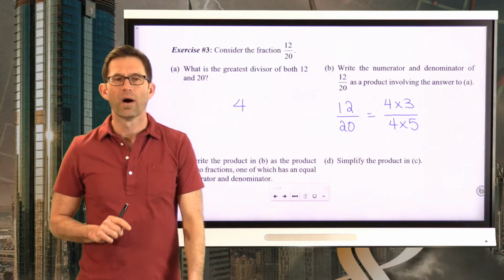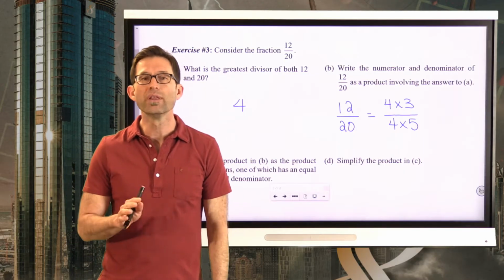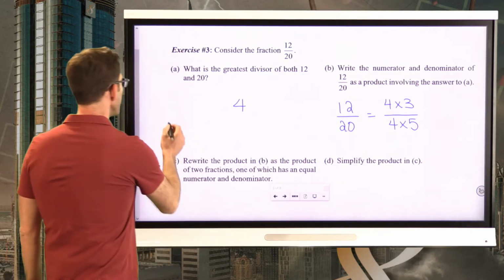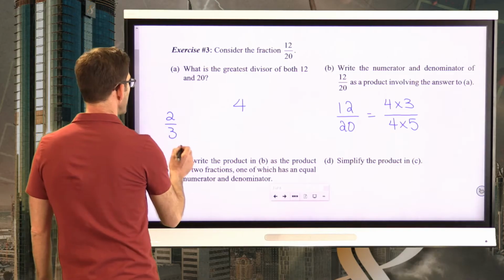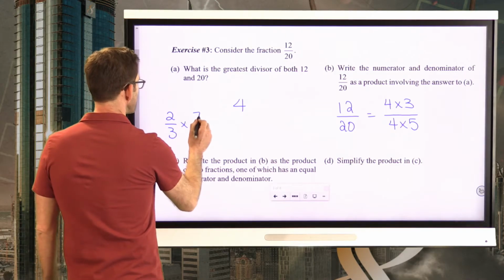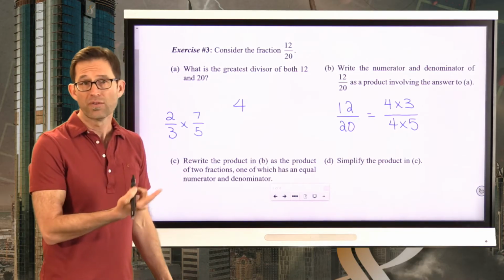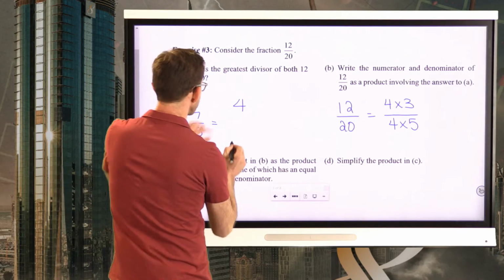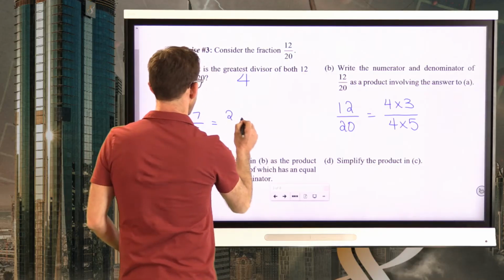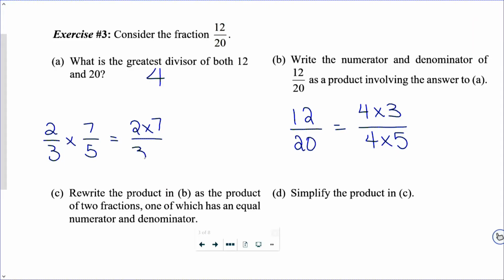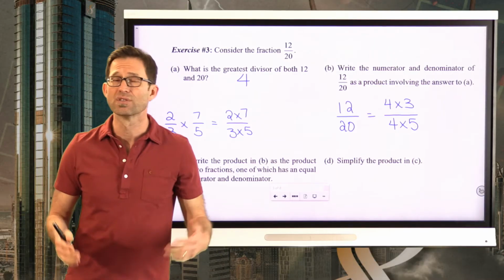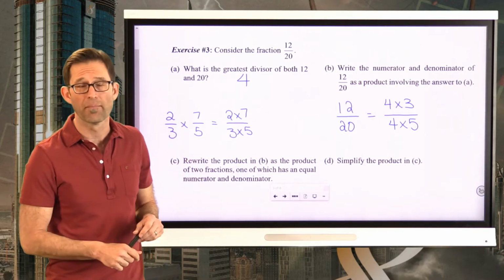Now, before we move on, I just want to point something out that's really cool about fractions, right? If I had two fractions like 2/3 times 7/5, right? The way that I multiply two fractions is I multiply their tops, let me just move this 4 out of the way, and I multiply their bottoms, right? That's how I multiply fractions, and you've been seeing that for quite some time.